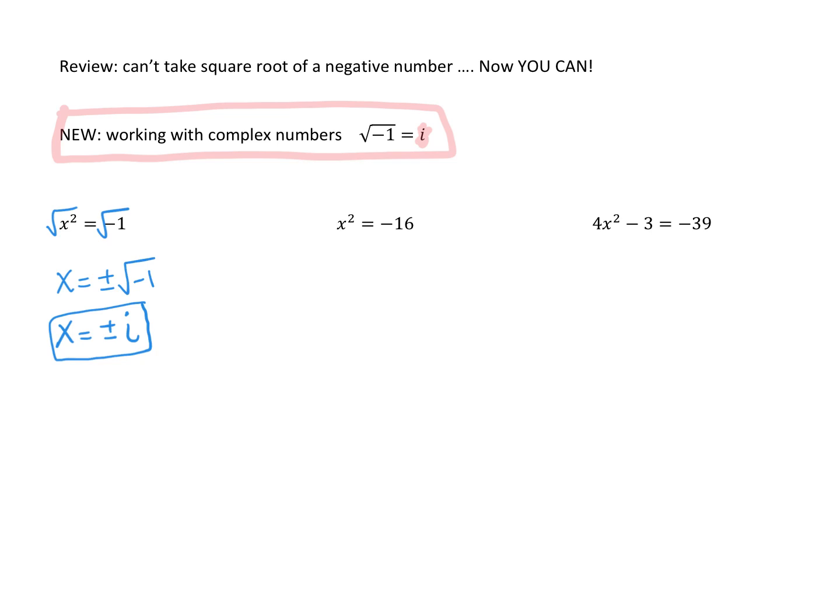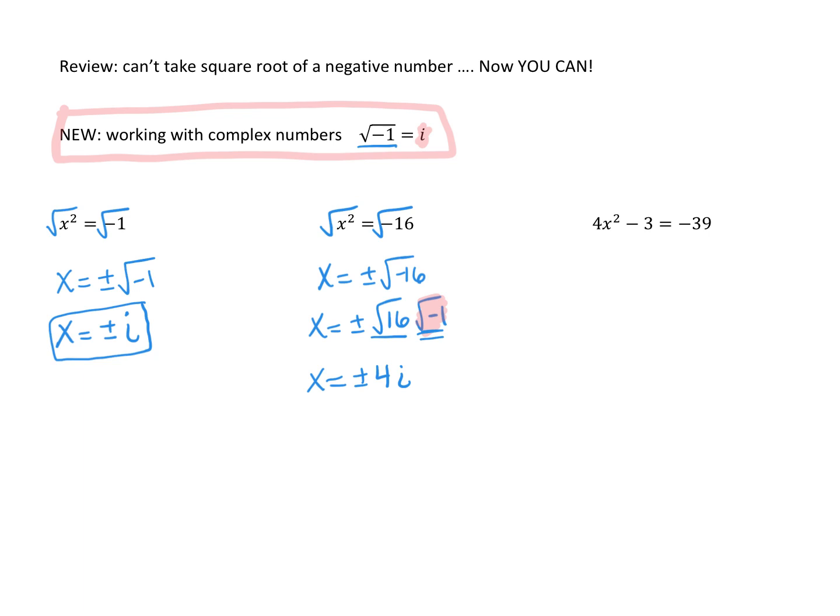Now, if we have a number with it like the 16, I'm going to take the square root of both sides. So x is going to equal plus or minus the square root of negative 16. Now, I'm going to pull out that negative 1. So I'm going to end up with plus or minus the square root of 16 times the square root of negative 1. So this square root of negative 1 is going to become i, and the square root of 16 is going to become 4. So I'm going to end up with plus or minus 4i.